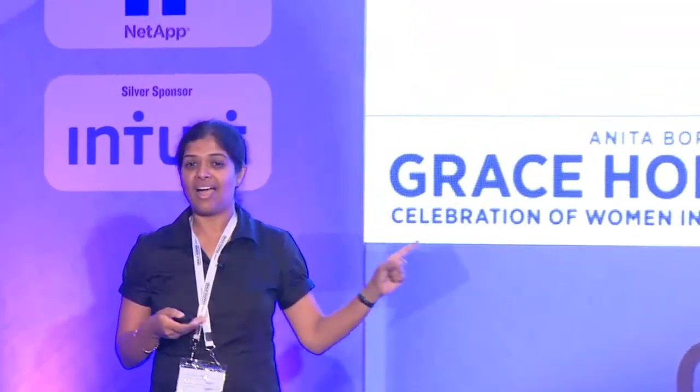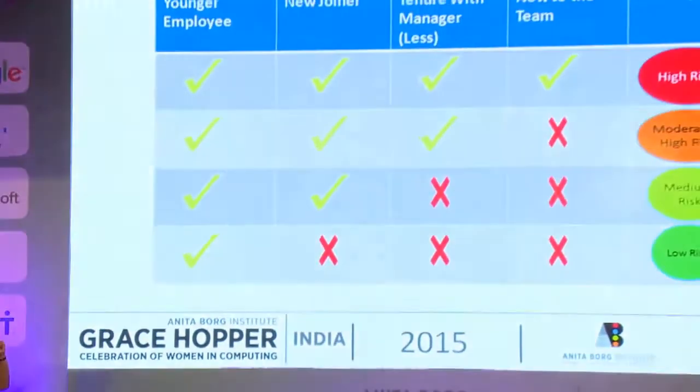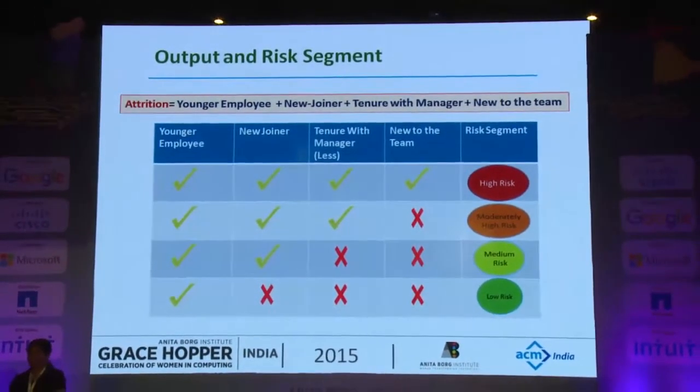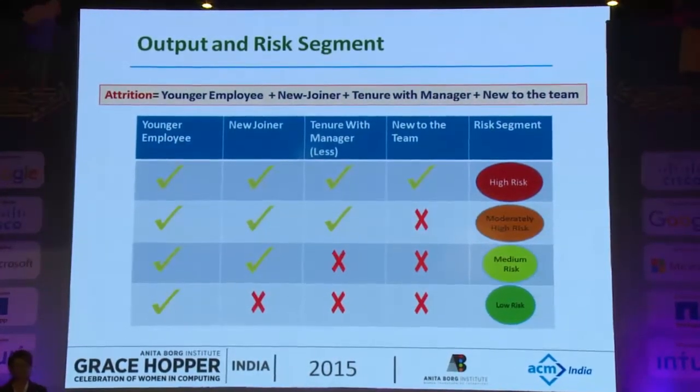And this is the sample output, what exactly we get finally through our model. This one is more simple, maybe our actual result will be a bit more complicated than this. I would like to explain what this equation is. Attrition is what you are predicting, and if the employee is younger, a new joiner to the team, and his length of service or tenure with the manager is very less, and he is new to the team. This equation will be used to score each individual, and you will get a probability score for each of the employees, at what level of risk he is at.